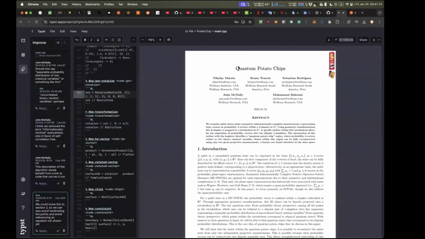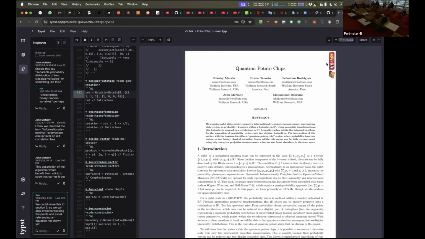This is just a quantum potato chip, just one. It's just a paper, just a paper we wrote recently. This mostly served as an experiment. Maybe bigger.